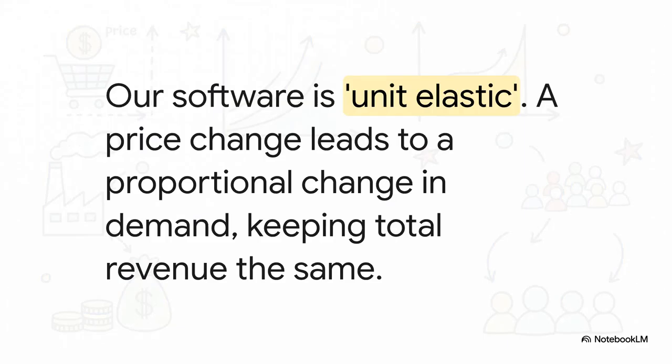So let's bring it back to our software company. We landed right on the money at negative 1.0, unit elastic. This puts us in a really interesting and kind of tricky spot. We're at our revenue peak. It's like we're perfectly balanced on a seesaw. Any price change we make, up or down, is going to be perfectly offset by a change in subscribers, meaning our total revenue stays exactly the same. So the decision now isn't about revenue, it's about strategy. Do we want to grow our market share? Maybe we lower the price to get more users. Or is our goal to maximize profit from each user? Then maybe we raise the price, even if it means our user base shrinks a bit.